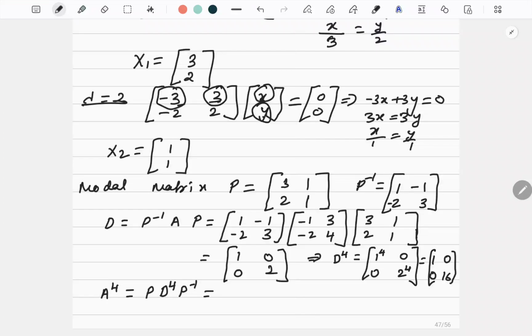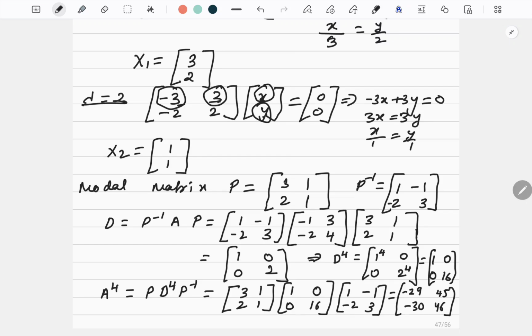Now what is your P? P is 3 2 1 1, then 1 0 0 16, and P inverse is 1 minus 1 minus 2 3. So now if you remember how you have saved your matrix, then it's fine. If you don't remember, then you redefine the matrix and then you multiply it. Okay, so now we will multiply these three matrices. So pause your video and then check the product. So I got this answer when I multiplied the 3 matrices.